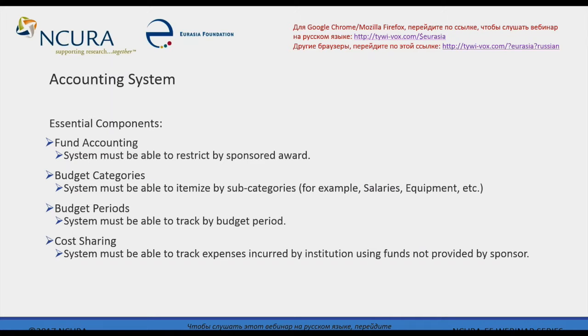Budget categories. The system must be able to itemize expenses by subcategories, for example, salaries, equipment, and so on. Budget periods. The system must be able to track by budget period end dates and begin dates. And cost sharing. The system must be able to track expenses which are incurred by your institution in support of this research project using funds that are not provided by the sponsor.